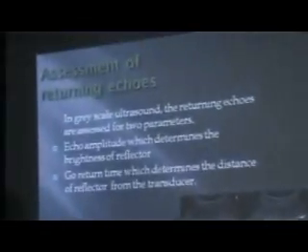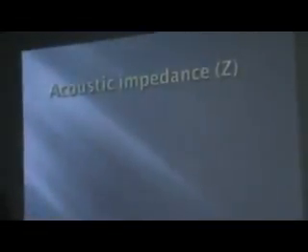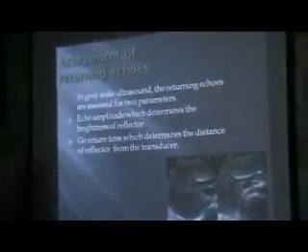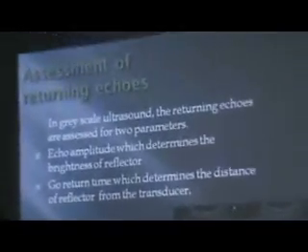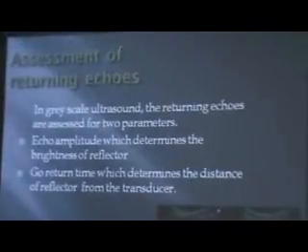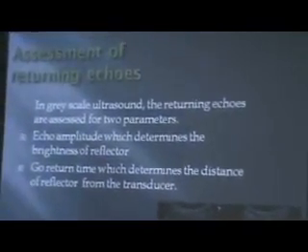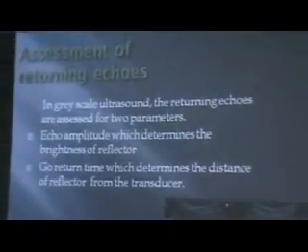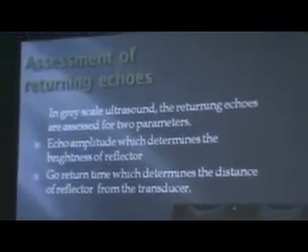So the returning echoes which are reflected back from the various viscera are assessed in two modes. One is the echo amplitude, which determines the brightness of the reflector. In which places more reflections come up, those places become bright.